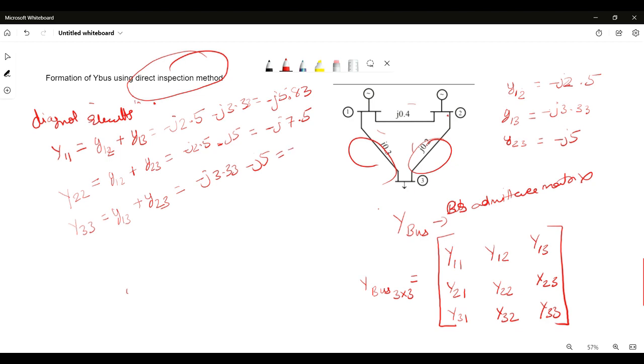Similarly, Y23 is identical to Y32, and we will get the value of Y23 and Y32 is equal to J 5.0. Now we will arrange these values and form the Y bus.